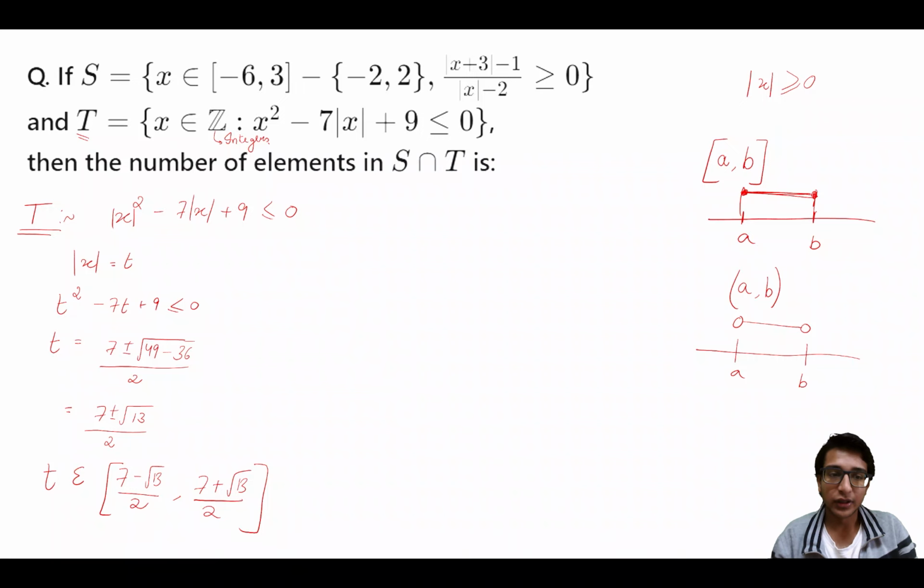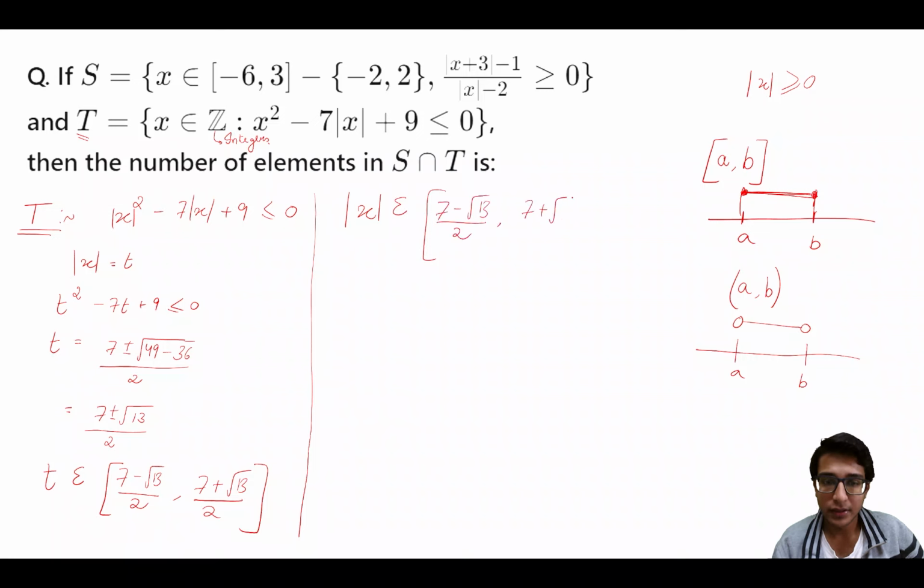Again, finding out the range of such sets you've already done in your class 11th. So this is not a very new thing that I've just written down. So this is the set that I've gotten for t. So what is my t basically? My modulus x belongs from (7 minus root 13)/2 comma (7 plus root 13)/2. Now they've told us in this set that x always belongs to integers. So I can find out what are going to be the integers in this range.